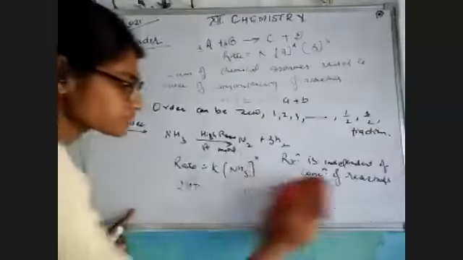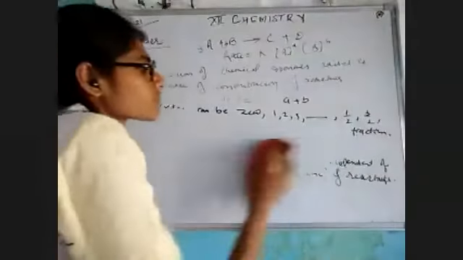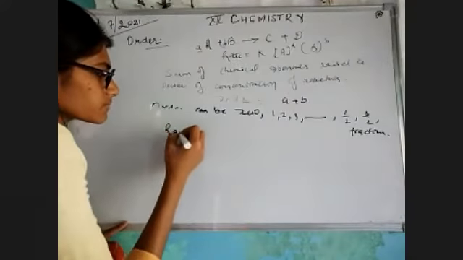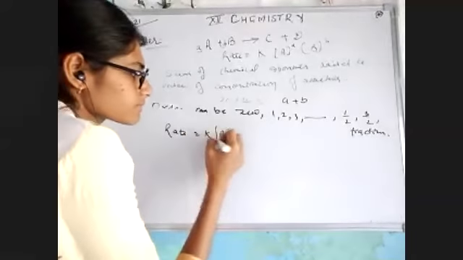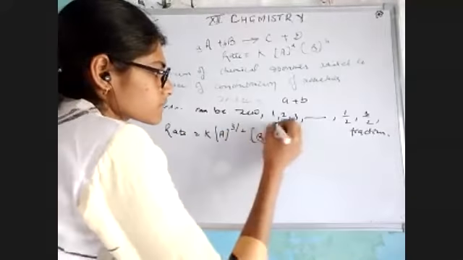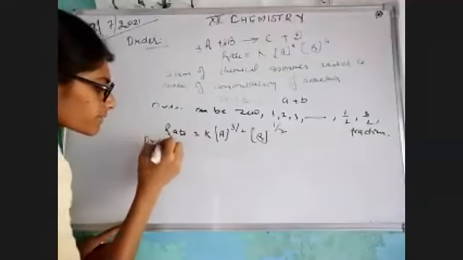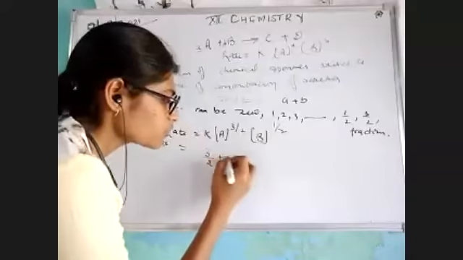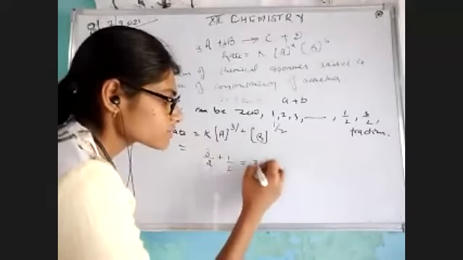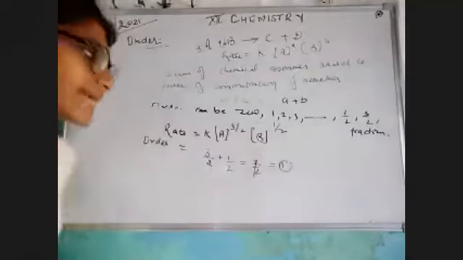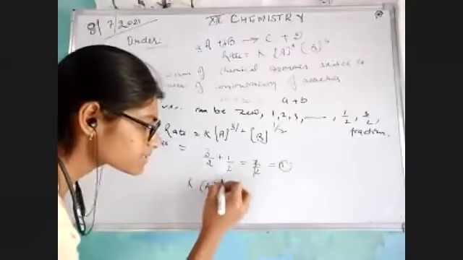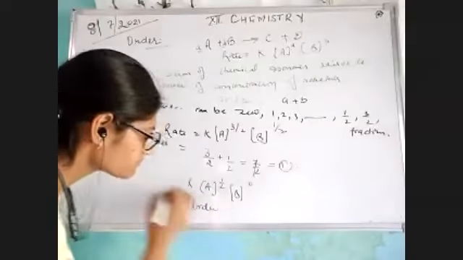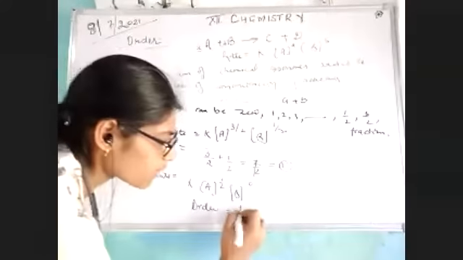Let's see. For example, you have been given a reaction and you have to calculate the order. What is the formula of order? I have just told you, you have to just add the two powers. That means 3 by 2 plus 1 by 2, that is 2. Similarly, if I take another example, the order is equal to 1 by 2.